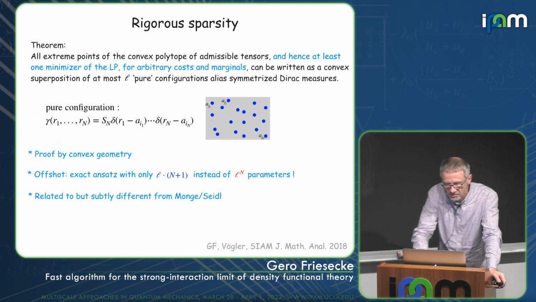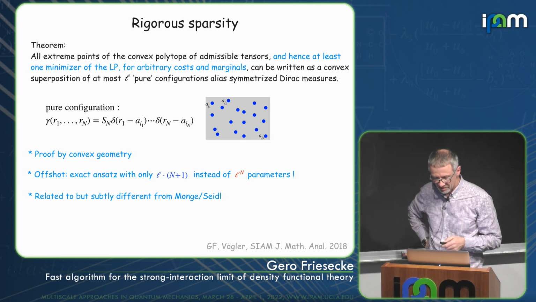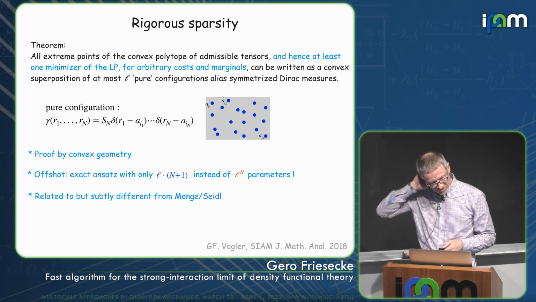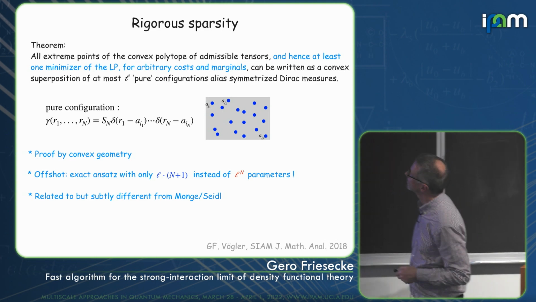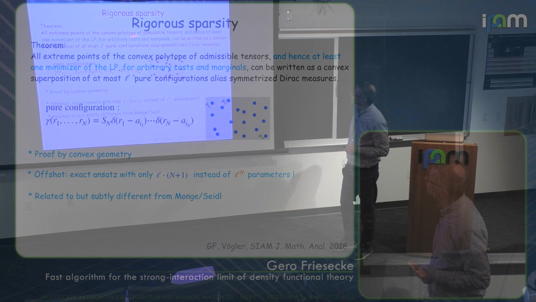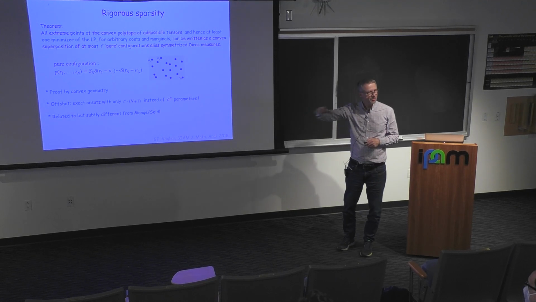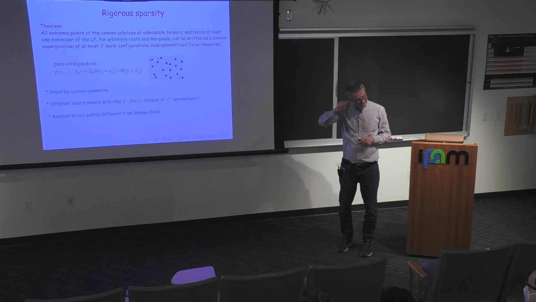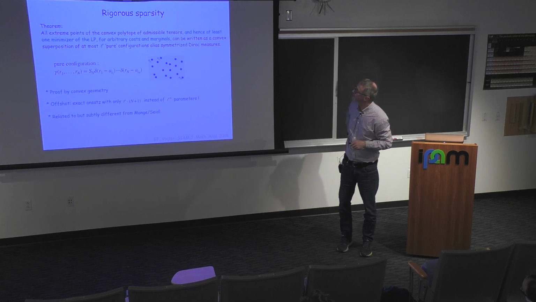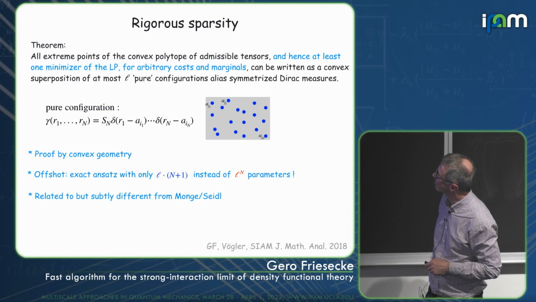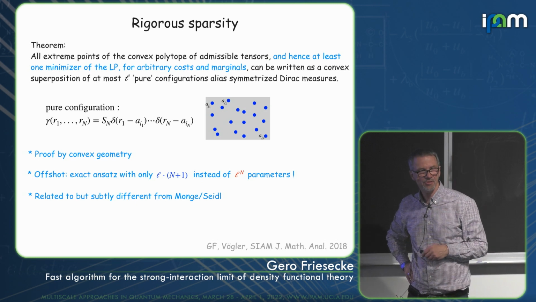Now, there is a rigorous sparsity theorem, which we worked out in 2018, myself and Daniela Vögler. It's the following. The extreme points of the convex polytope of admissible endpoint probability measures, or order n tensors, so these are tensors with n indices, can be written as convex superpositions of at most L pure configurations, i.e. symmetrized Diracs.